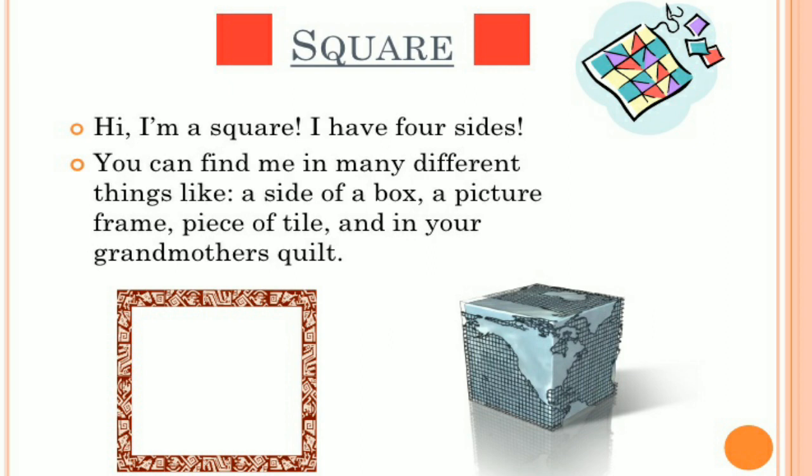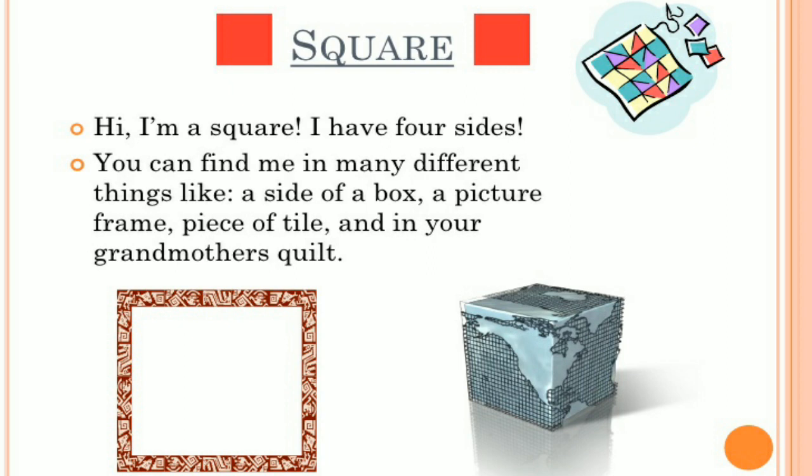A square has four sides, and you can find me in many different things like the side of a box, picture frame, piece of tile, and your grandmother's handkerchief. So we find a square in many things all around us, and a square has four sides and all four sides have the same length.